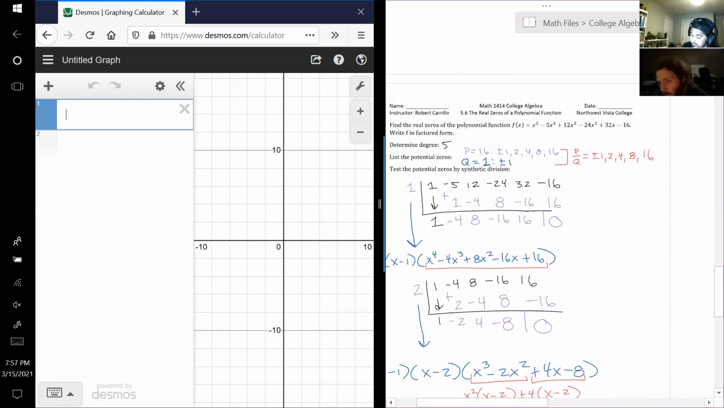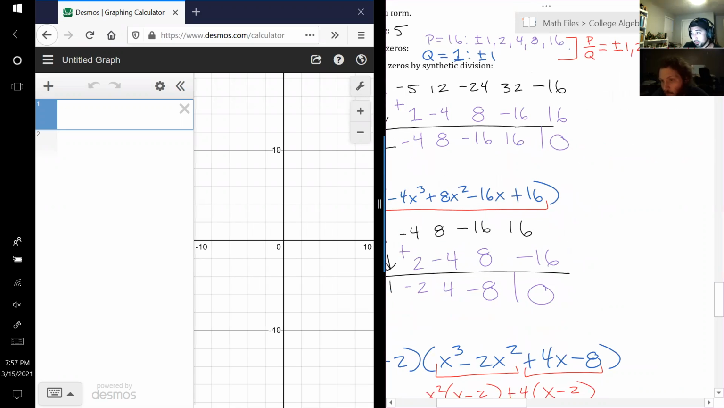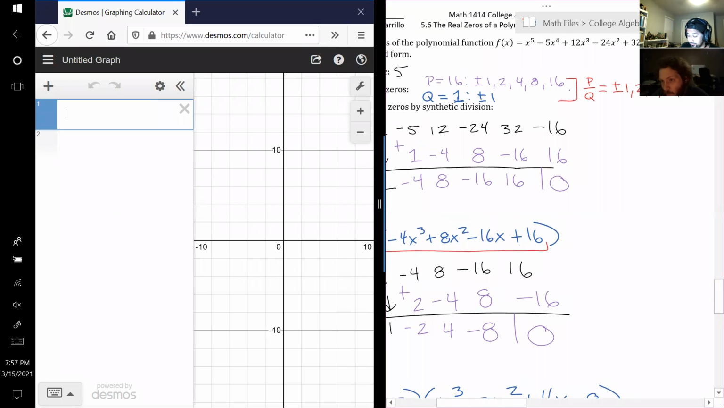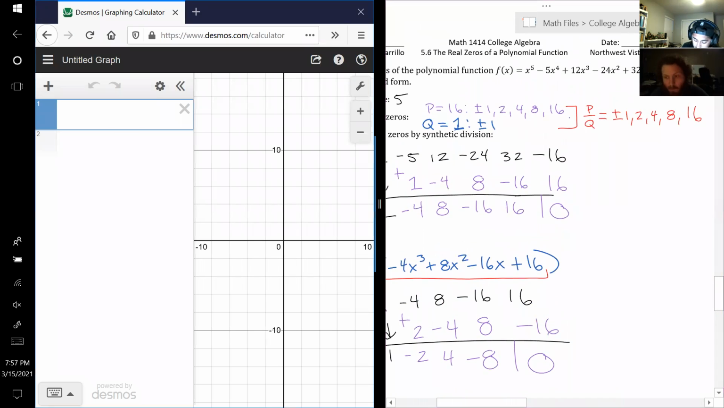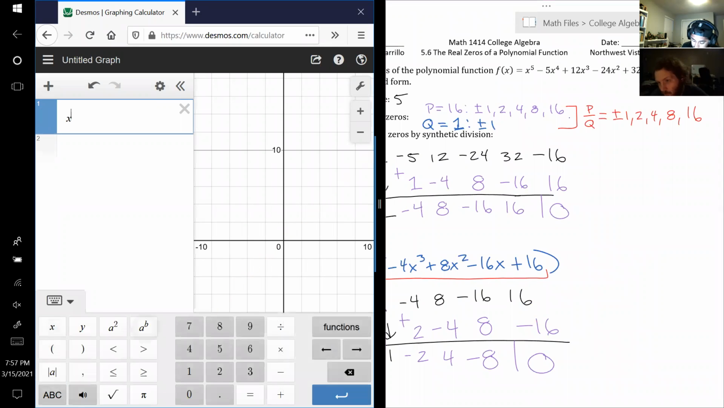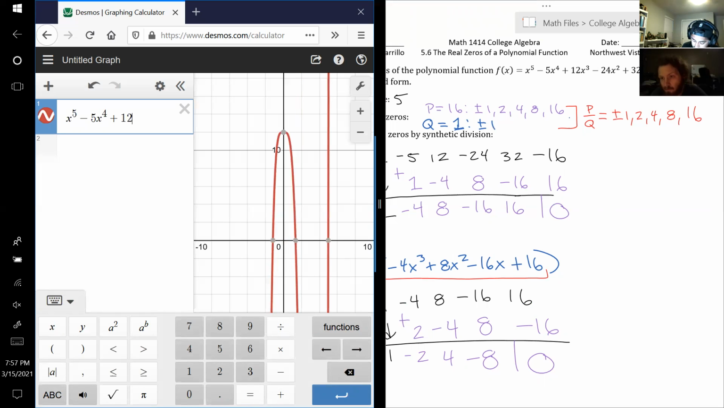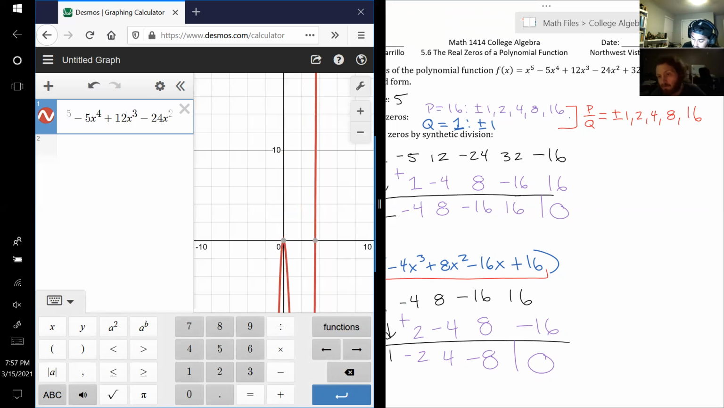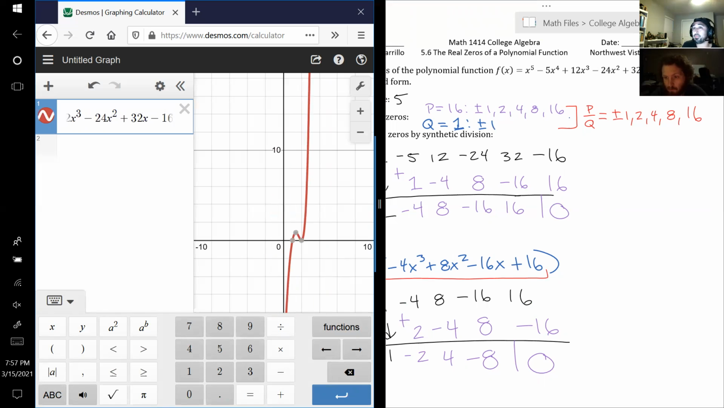Okay. So this could save you time. But remember, you still have to show your work. You still have to use synthetic division and all that. But I'm going to type this function in. X to the 5th minus 5x to the 4th plus 12x cubed minus 24x squared plus 32x minus 16.